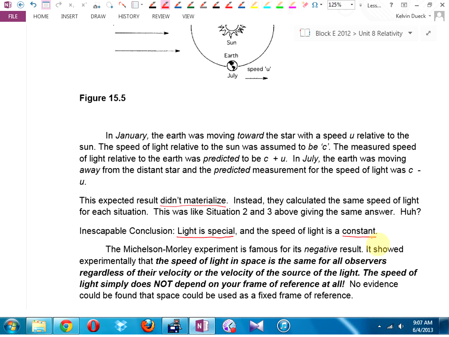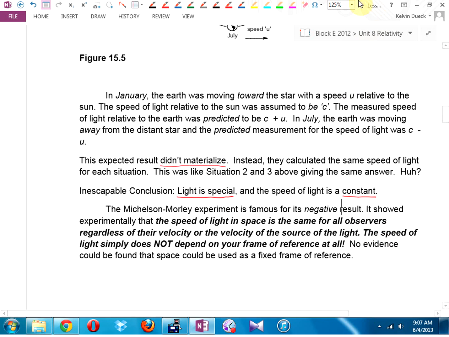So, wait a minute, Mr. Dueck. How can the speed of light never change in that situation? So the Michelson-Morley experiment is famous for its negative result. It's one of the most famous, oops, we didn't get the answer that we thought, experiments in history. It showed experimentally that the speed of light in space in a vacuum is the same for all observers, regardless of their velocity or the velocity of the source of the light.